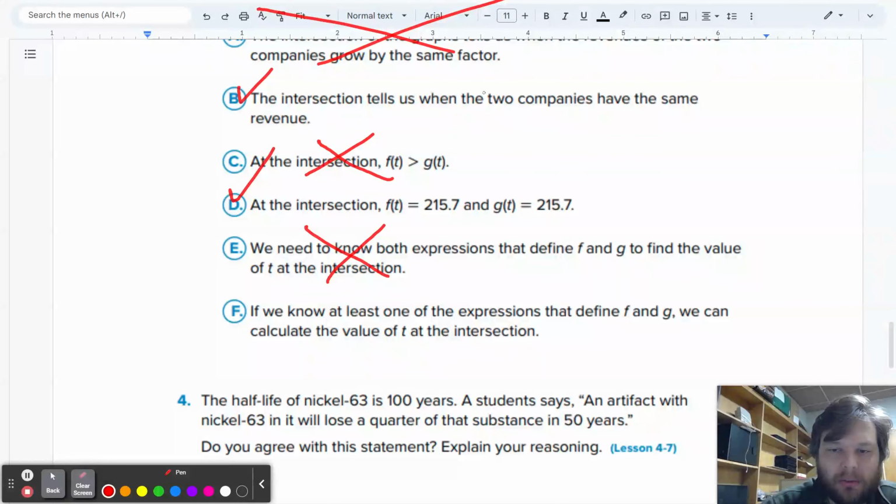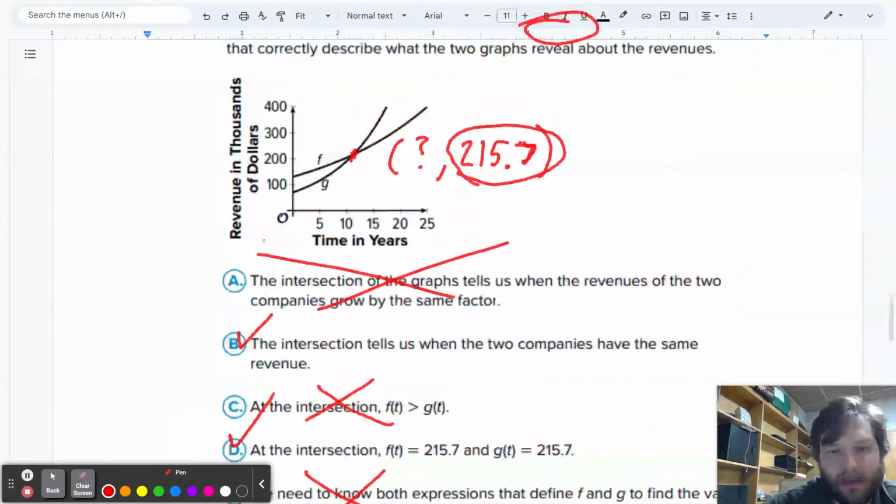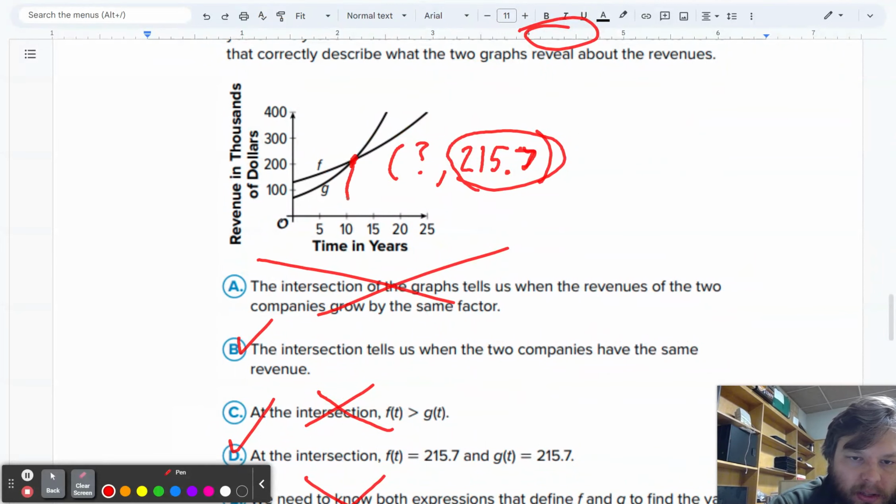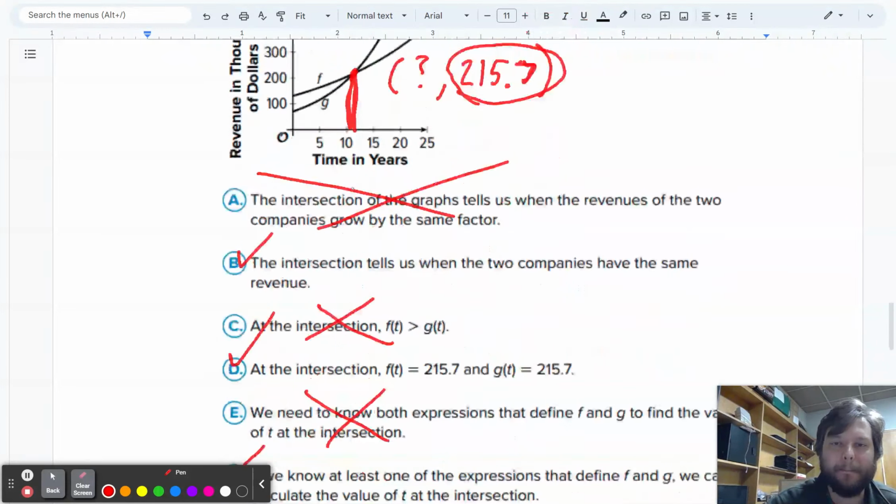If we know at least one, we can calculate. That's exactly it. We need to know at least one. We could also estimate it just with the graph. Not 10, maybe 12, 11. So it's going to be something around 11. Okay.